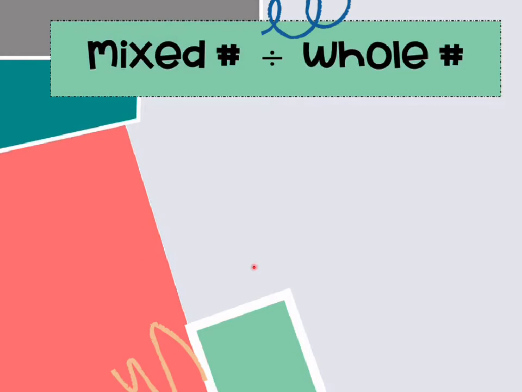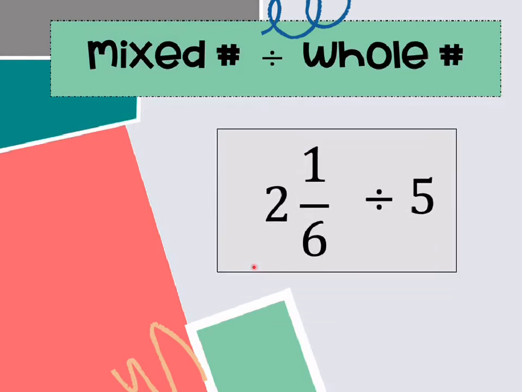All right, let's get into it. You have a mixed number divided by a whole number. Your mixed number is 2 and 1/6, and you are going to divide that by 5, which is your whole number. Now let's see, what are we going to do with this?